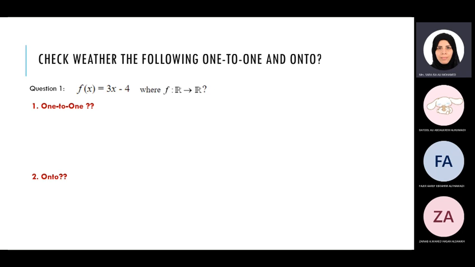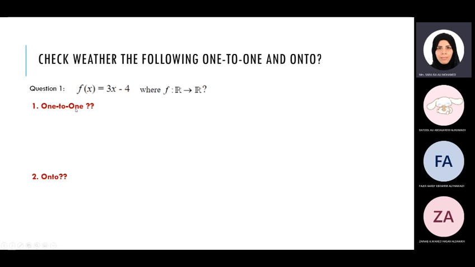Usually, in linear definitions, I call these linear definitions because x is to the power 1. So a linear function, if it is from R to R, will be one-to-one and onto. But now we will show you how to test.